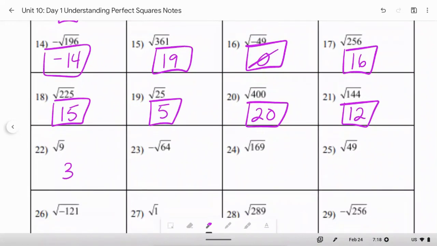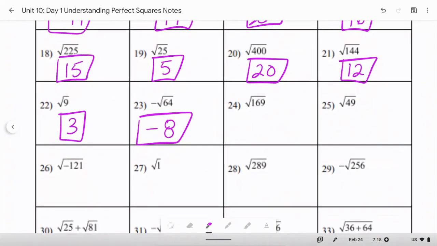Again, square root of 9, we already saw this one, is 3. The square root of 64 is 8, but don't forget to put a negative sign since there's a negative sign out front. The square root of 169 is 13. The square root of 49 is 7.